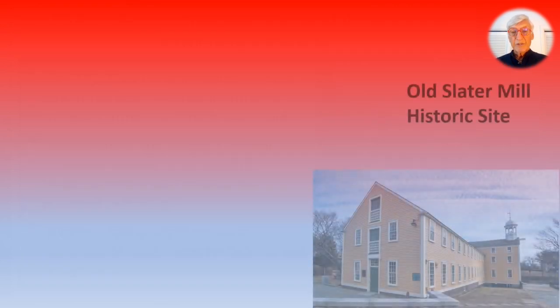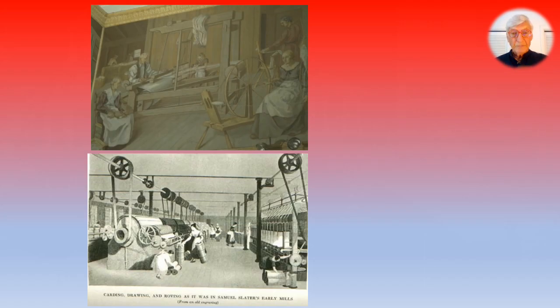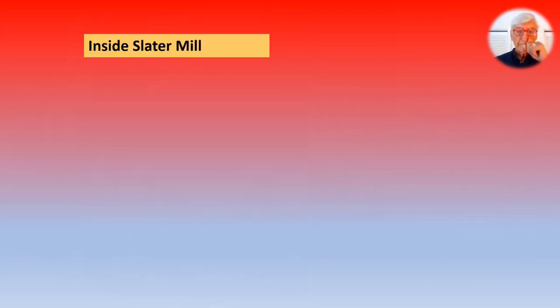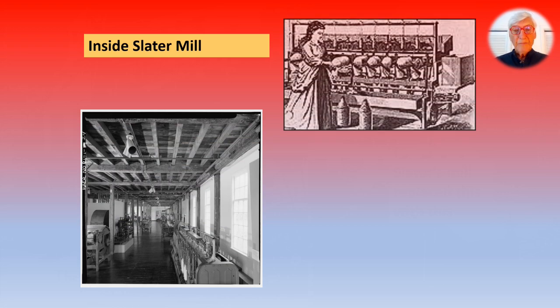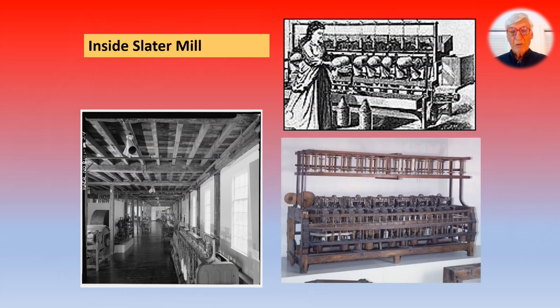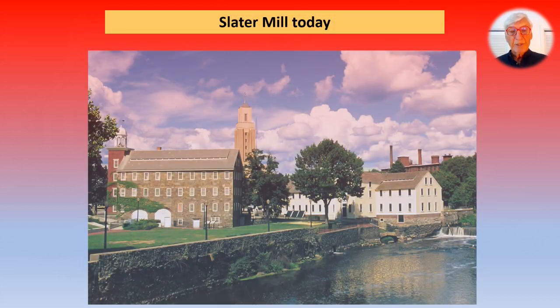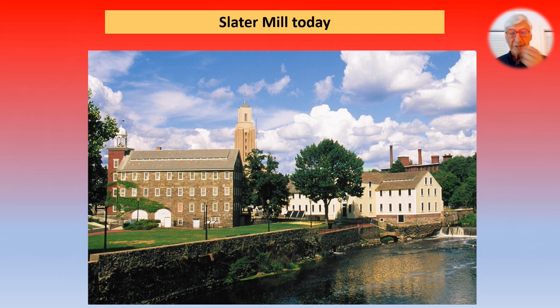This is the old Slater Mill historic site. Slater's mill replaced the primitive spinning wheel in the household with the massive factory, with lots of wheels and spinning things, doing lots of production. Inside Slater's mill, you saw all kinds of machinery doing the spinning in its various stages that need to occur. Slater Mill today, there it is, Pawtucket, Rhode Island, worthy of a visit if you're up in that area.